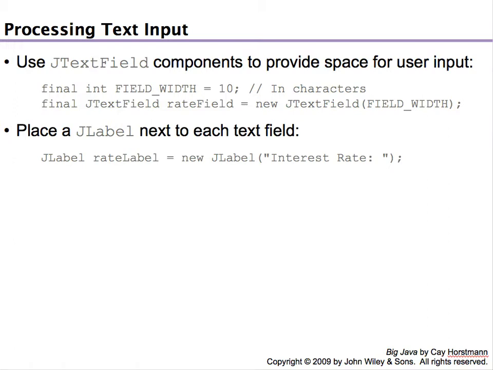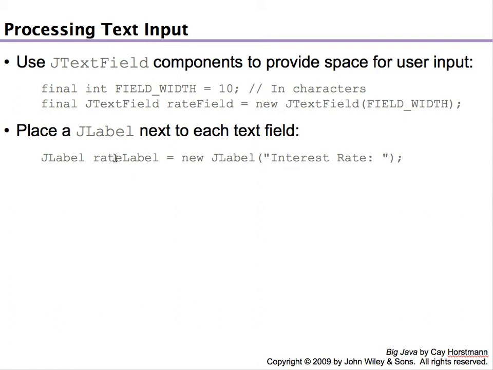So let's first start with text input. How do you read or get input from the user on a component in the graphical user interface? You use JTextField. The JTextField provides space for user input, and you define the JTextField through a constructor. There are multiple constructors for JTextField, and one of them receives the width, so how wide you want your text field to be. Usually it is common to provide a label next to the text field.